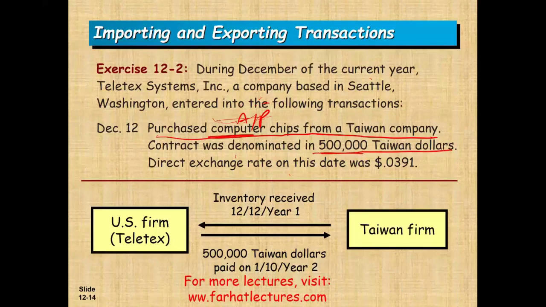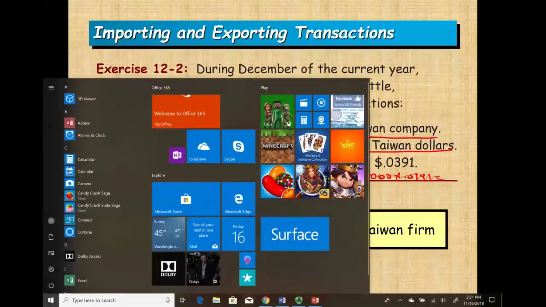The direct exchange on this date was 0.0391. Simply put, we bought from them 500,000 worth of Taiwanese dollars. Now they want to receive Taiwanese dollars. They're not interested in US dollars. Therefore, today, if we take 500,000 times 0.0391, how much are we responsible for?